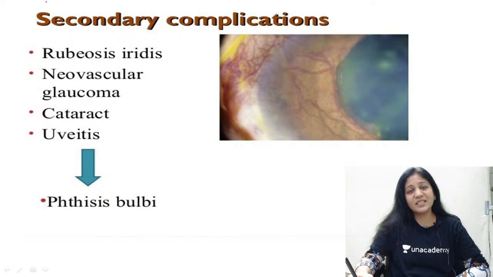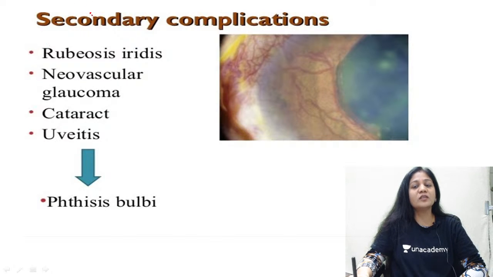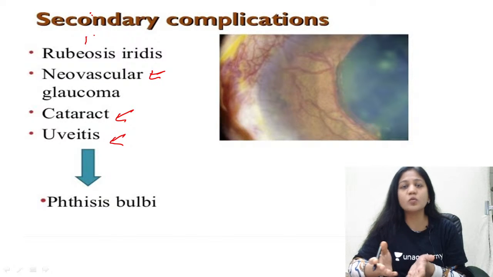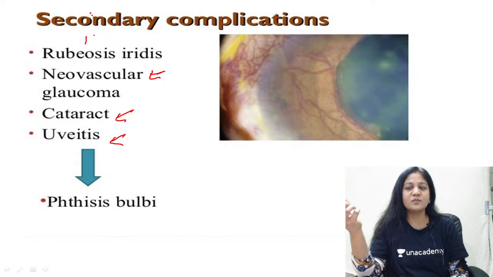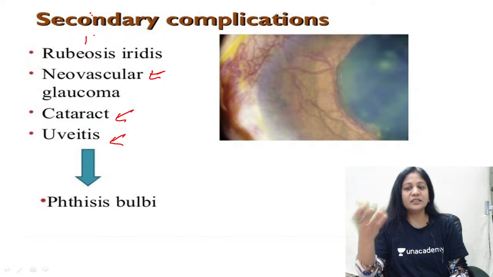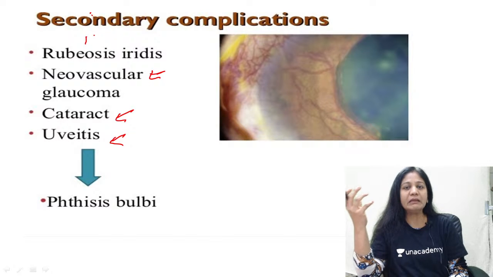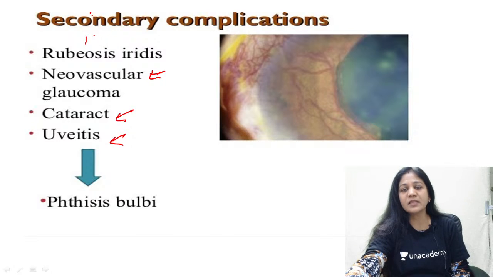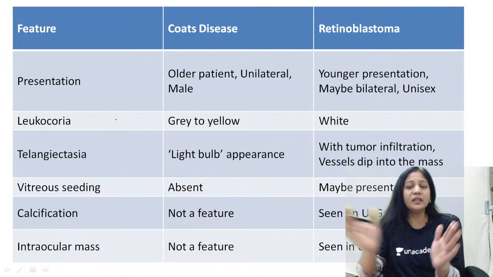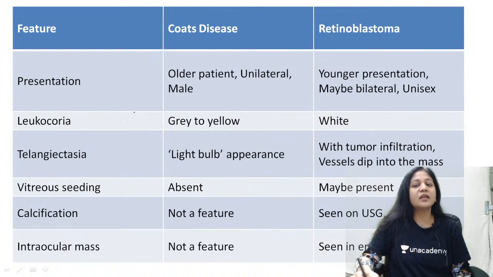Now guys, end stage Coats disease, when you have unfortunately these secondary complications, this can lead to a neovascular glaucoma, you can have a cataract, you can have a uveitis, but the end stage disease is what? A sunken eye, that is your phthisis bulbi without any vision. Okay, so these are your secondary complications mainly resulting from ischemia. Alright, VEGF will be secreted and this thing will happen. Now finally, to conclude, how to differentiate Coats disease from retinoblastoma.